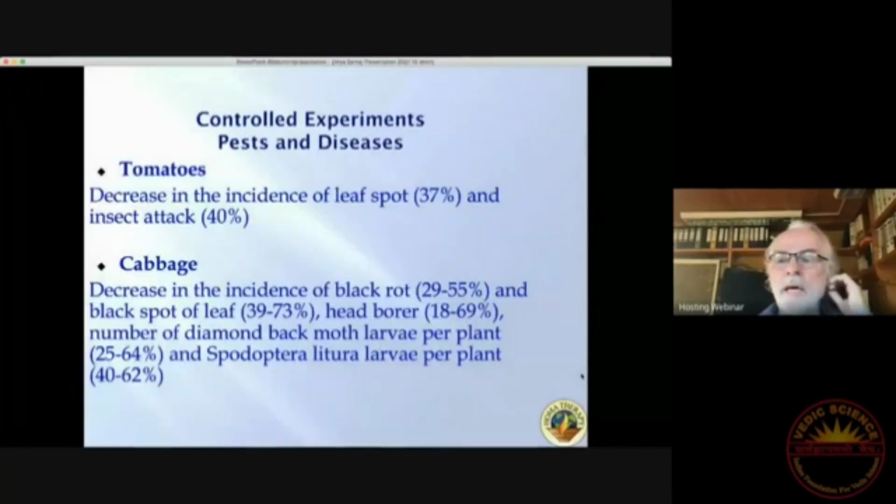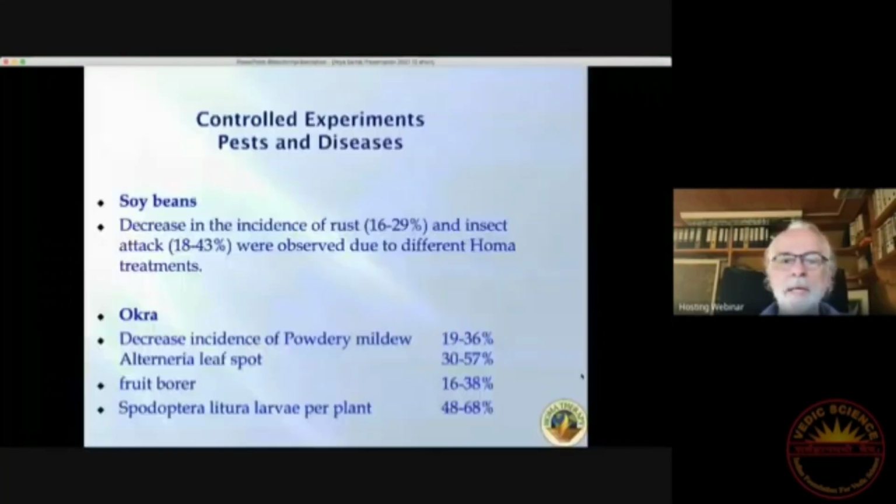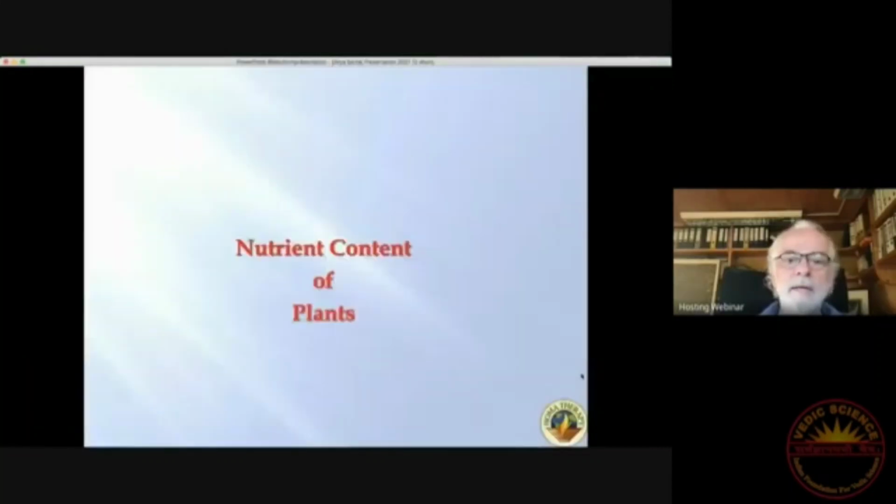Then they also controlled pests and diseases. Just two examples: tomatoes, leaf spot minus 37%, insect attack minus 40%, with cabbage similar. And here soybeans and okra also very similar results.